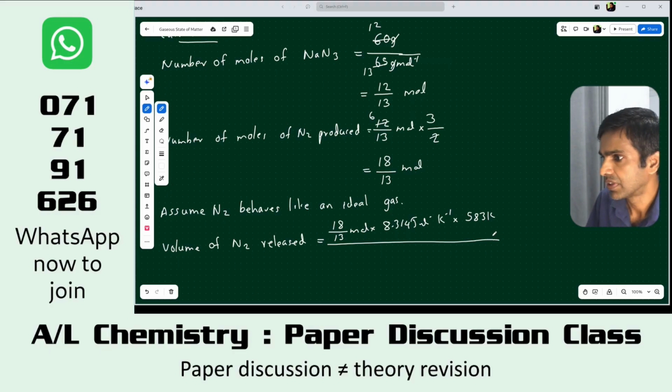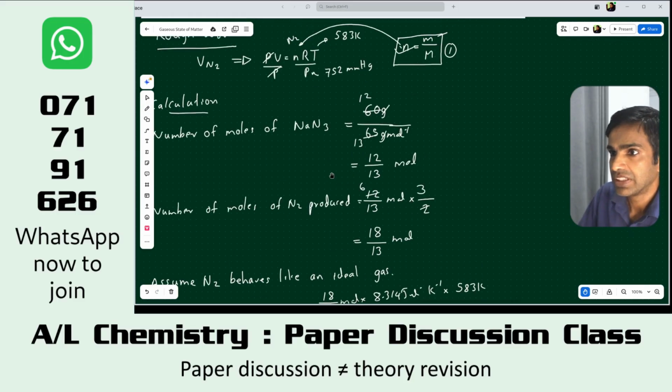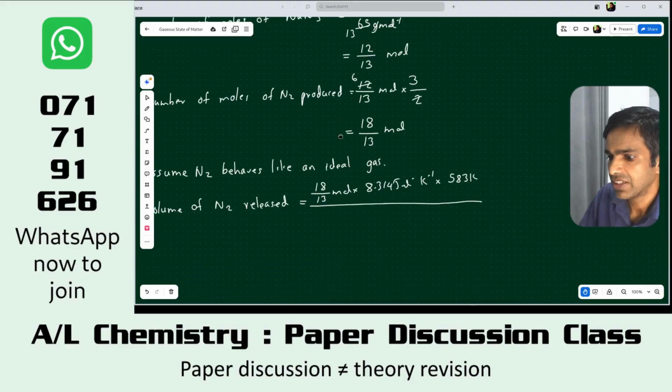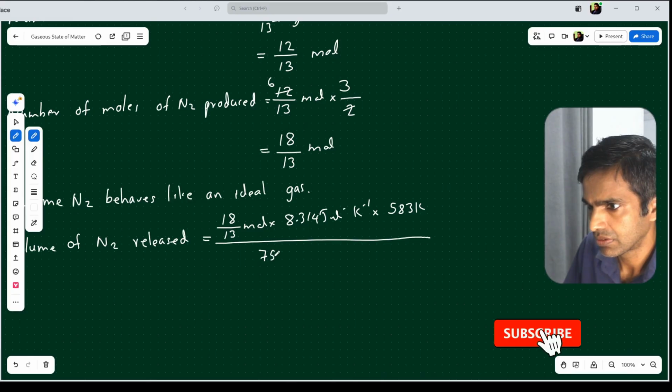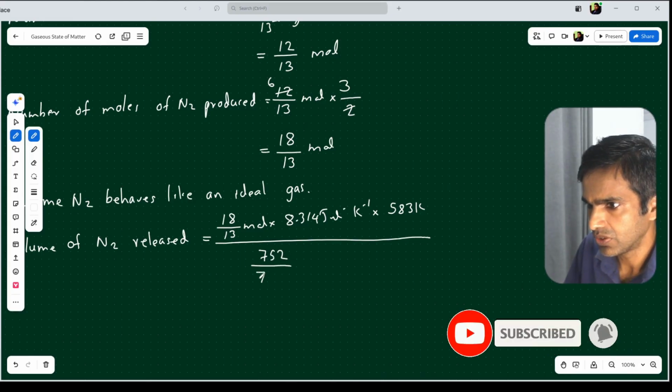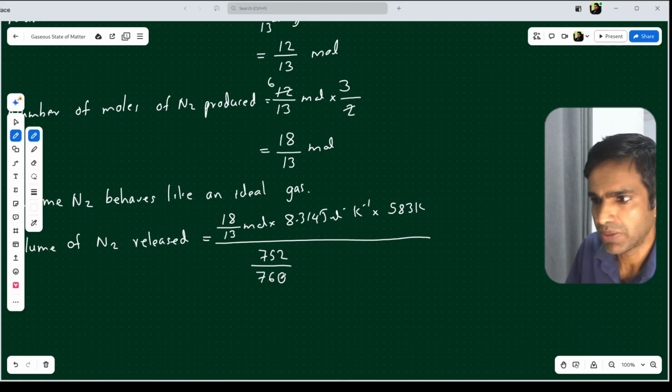Then pressure. Pressure is given in millimeters of mercury, 752. So first we need to divide that by 760 to make it atmospheric pressure. Then we can multiply by 1.013 times 10 to the power 5 to make that value pascals. So this is how you should plug in the given values.